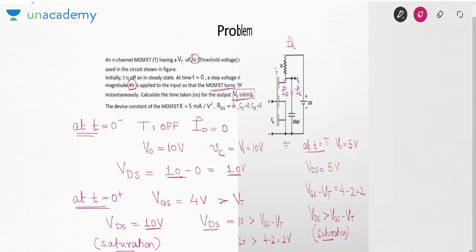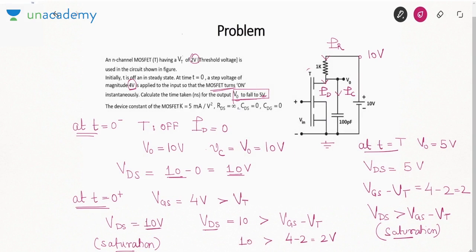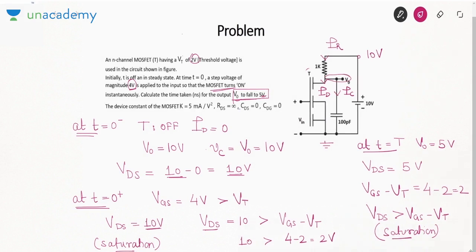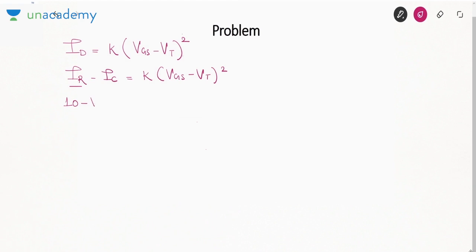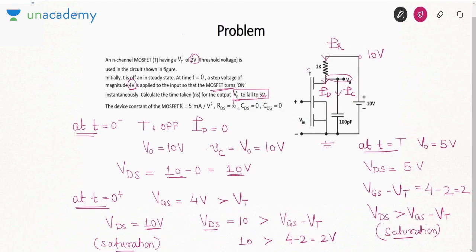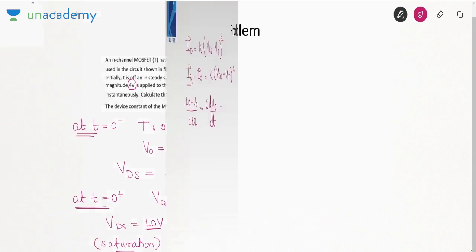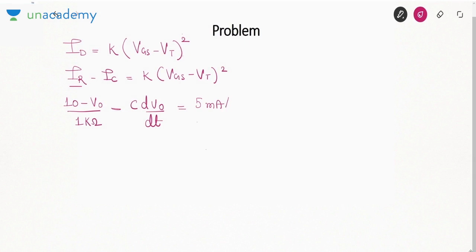Now how can you calculate the current in the resistor? The voltage here is 10 volt and the voltage here is V0. So the current in the resistor is (10 minus V0) by resistance. What about the capacitor current? The voltage across the capacitor is V0, so it is C dV0 by dt. Now what is the value of K? K is given as 5 milliampere per volt square. VGS is 4, VT is 2. So 10 by 1 kilo ohm is 10 milliampere, minus V0 by 1 kilo ohm, minus C dV0 by dt.